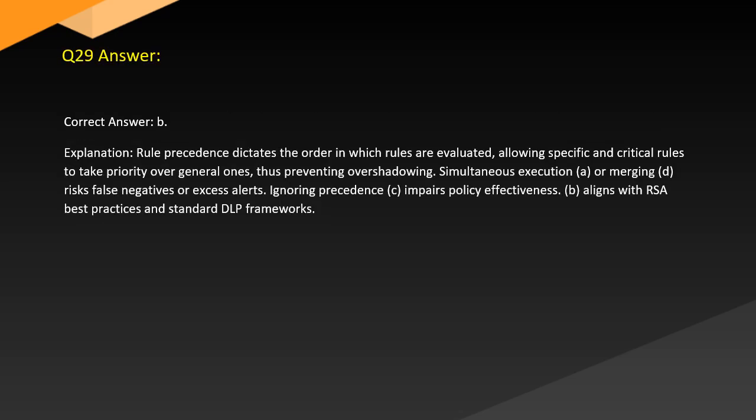Correct answer: B. Explanation: Rule precedence dictates the order in which rules are evaluated, allowing specific and critical rules to take priority over general ones, thus preventing overshadowing. Simultaneous execution (A) or merging (D) risks false negatives or excess alerts. Ignoring precedence (C) impairs policy effectiveness. B aligns with RSA best practices and standard DLP frameworks.